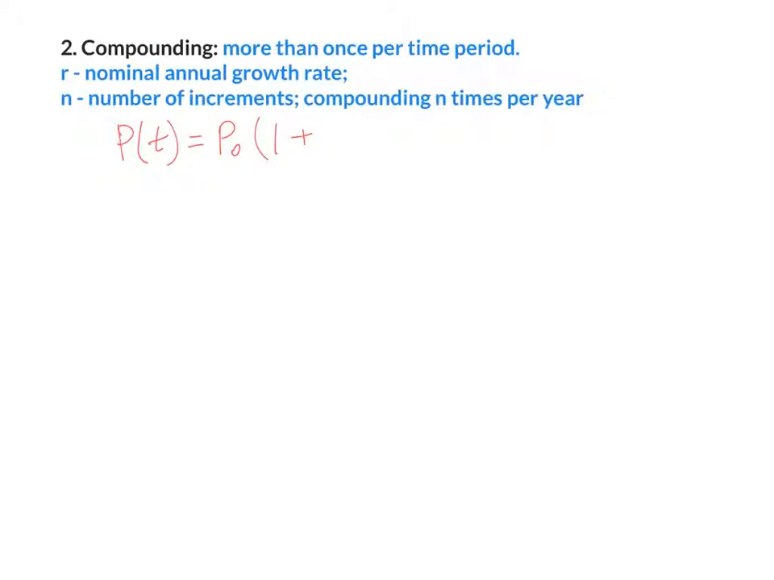So let's recall the formula. Starts the same as before. The amount at the moment t, after t years in this case, is the initial amount times 1 plus... Now, instead of just adding the rate once per year, we are dividing it by the number of increments, by the number of compoundings. But it occurs n times a year. But then we also need to raise it to the power of t for t years.